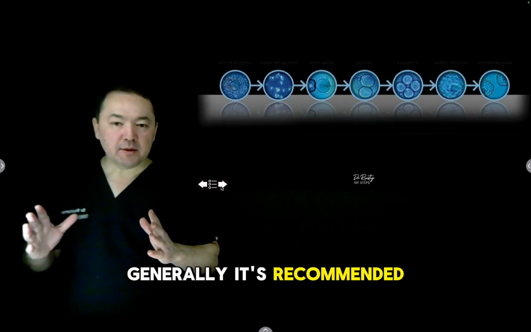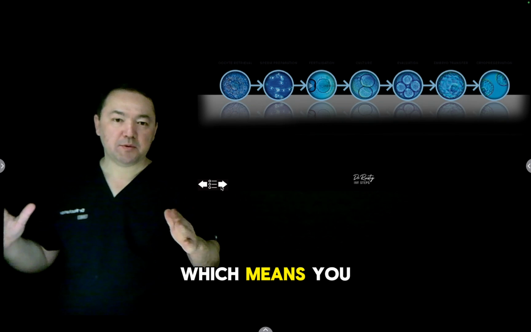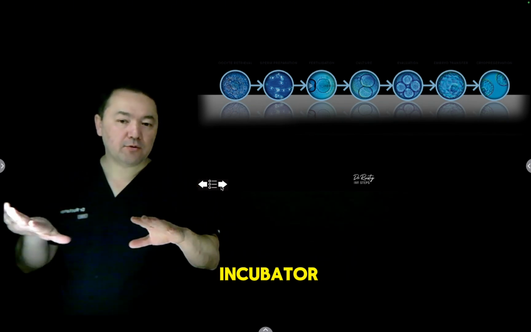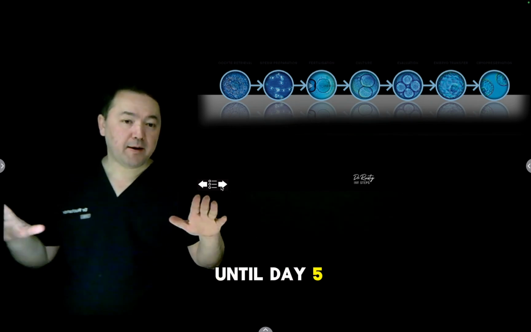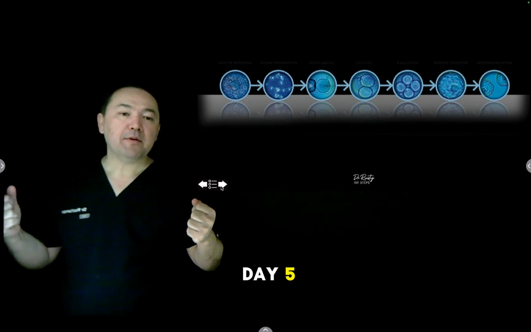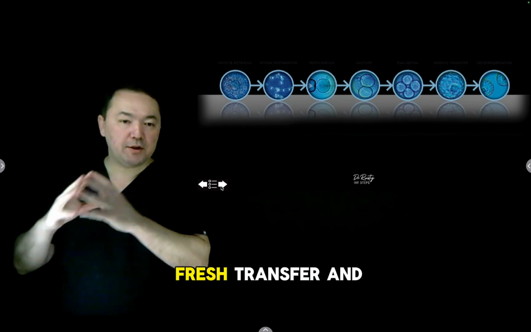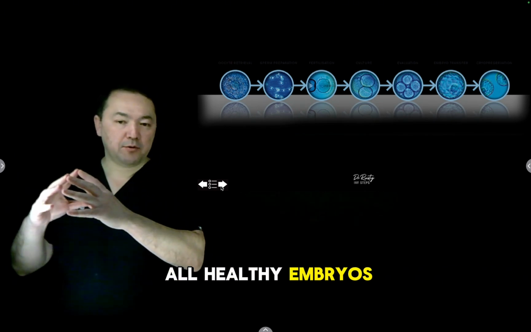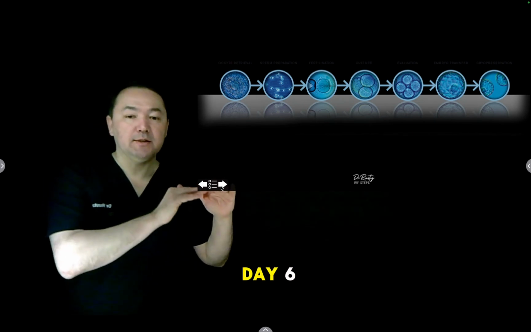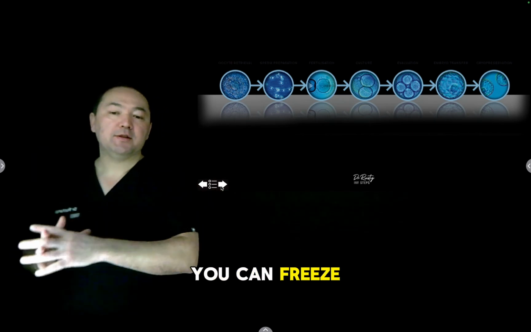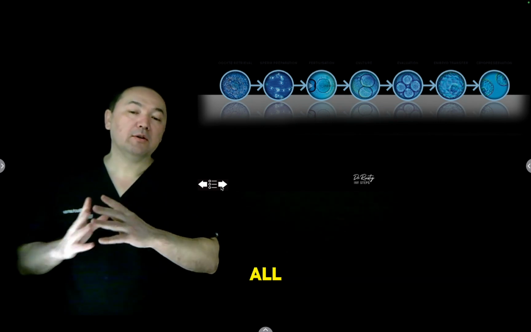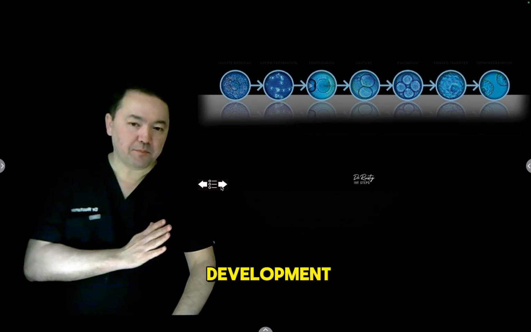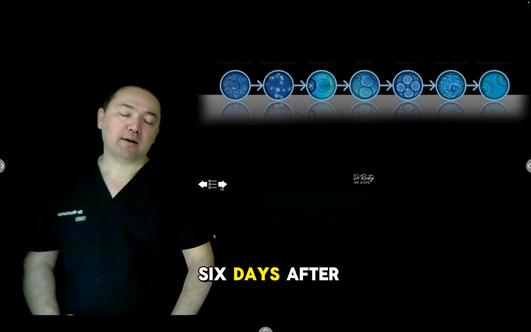Generally, it's recommended you do single stage growth, which means you leave all the fertilized embryos in the incubator. You don't disturb until day 5 and open on day 5. Then select one healthy embryo if you're doing fresh transfer and freeze all the embryos. If you're doing freeze all, you can freeze all healthy embryos on day 5 and leave the remaining embryos till day 6. If they improve, you can freeze healthy embryos, and all unhealthy embryos you discard on day 6. This is embryo development for the first 6 days after the egg collection.